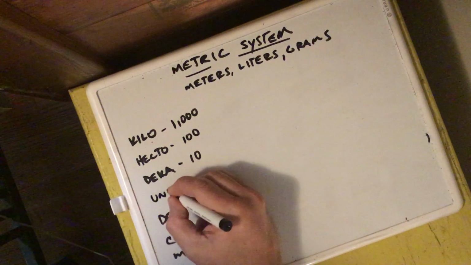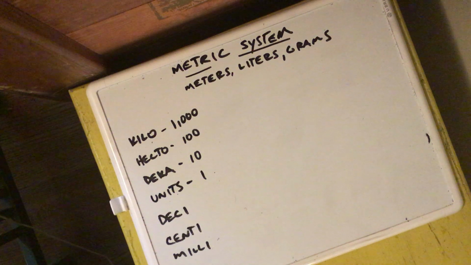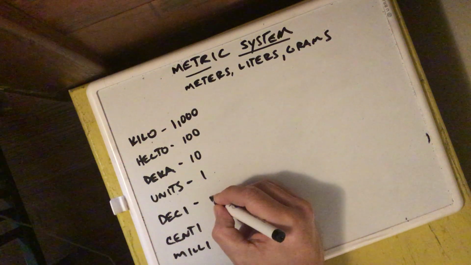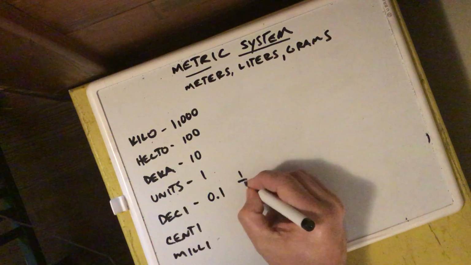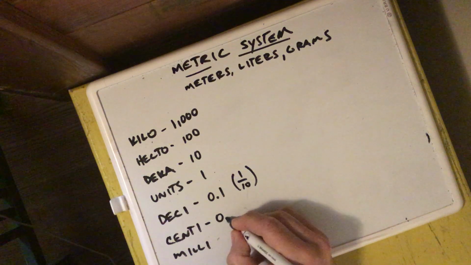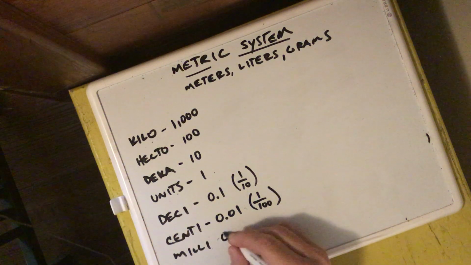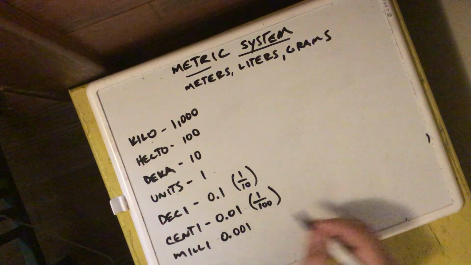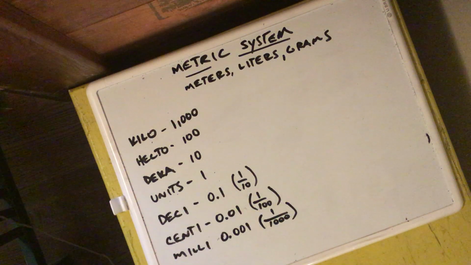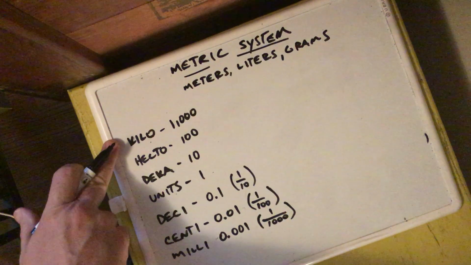Usually right here I write units for the base units. That's just if there's no prefix, like a meter is just 1 meter or a liter is just 1 liter. A deciliter, though, is a tenth of a liter. So 0.1 is the same thing as saying 1/10. A centiliter is 0.01 or 1/100th. And a millimeter or a milliliter or a milligram is 0.001 of the base unit, which is the same as saying 1,000th. So milli is really, really small and kilo is really, really big.